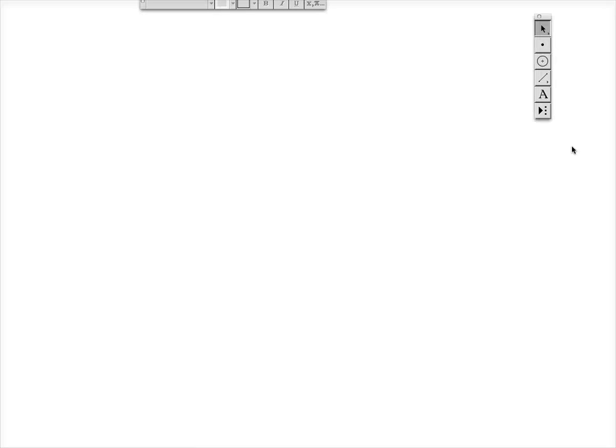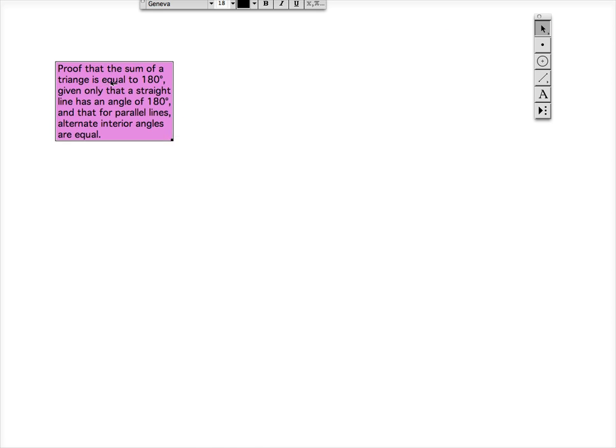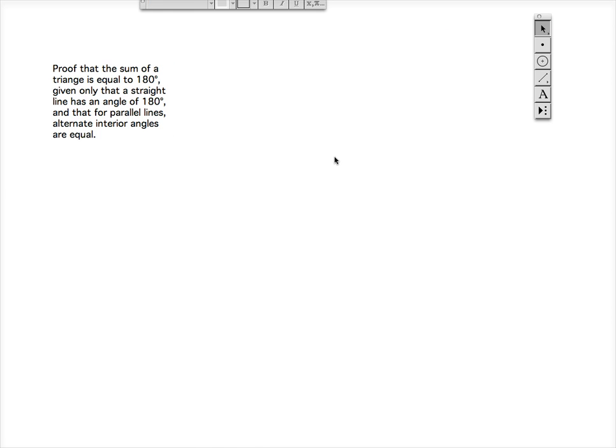Hi, Matt Adams speaking, and I'm going to show using Geometry Sketchpad that the sum of the angles of a triangle is equal to 180 degrees, given only that a straight line has an angle equal to 180 degrees, and that for parallel lines, alternate interior angles are equal to each other.